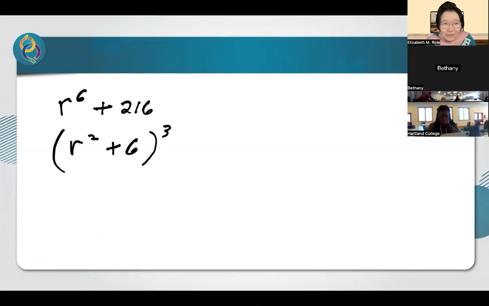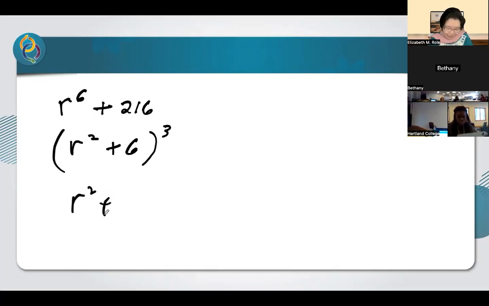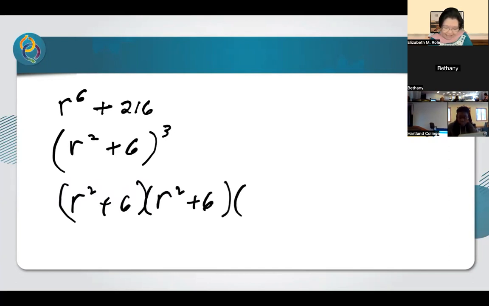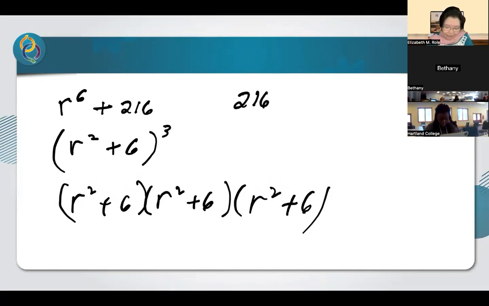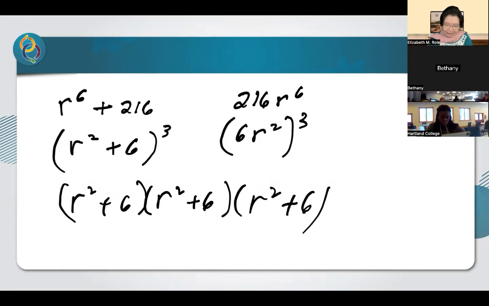You extracted the cube root of r to the 6, which is r squared, and then 216, which is 6, and then cube. Please note that r squared plus 6 cube is not r to the 6 plus 216, because r squared plus 6 cube means you will have to multiply r squared plus 6 three times by itself. So that will only happen if I have 216 r to the 6, and then that is the same as 6r squared cube. So these are not equal.